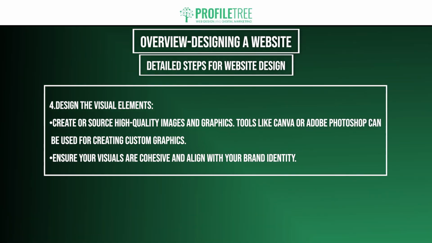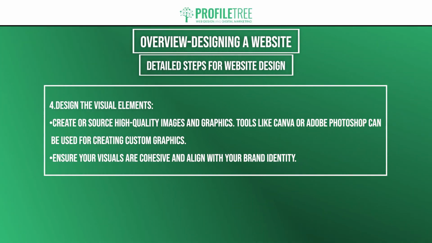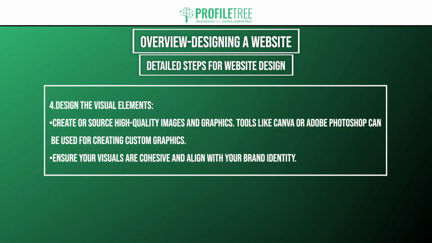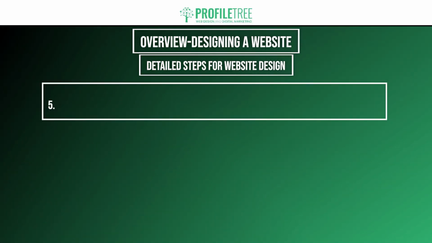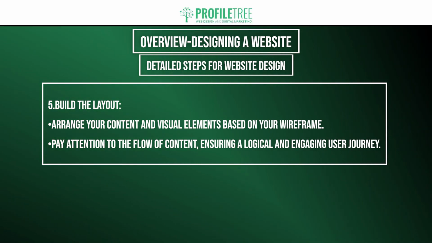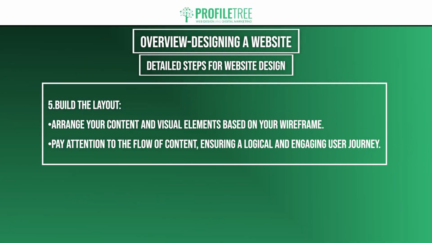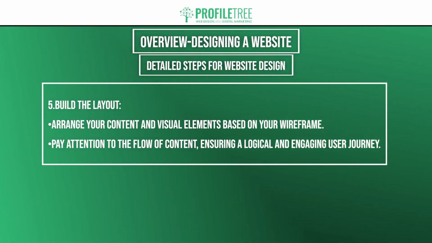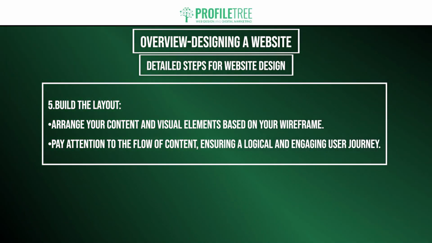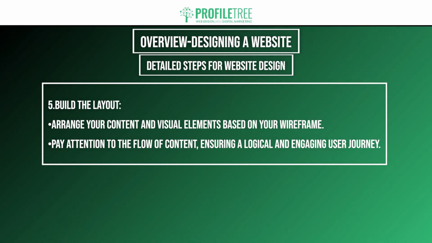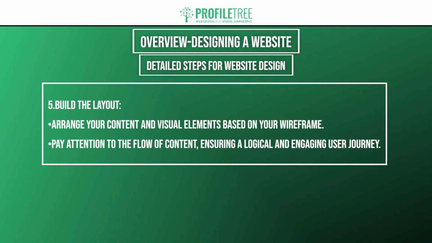Another thing to think about as well is to ensure that your visuals are cohesive and align with your brand identity. So that is a very important factor when you are designing the visual elements. Now, number 5 would be to make sure that you arrange your content and visual elements based on your wireframe. So this is where you're building that layout. Another thing that you need to think about as well is that you should pay attention to the flow of content. Ensure that it's logical and engaging to the user journey.